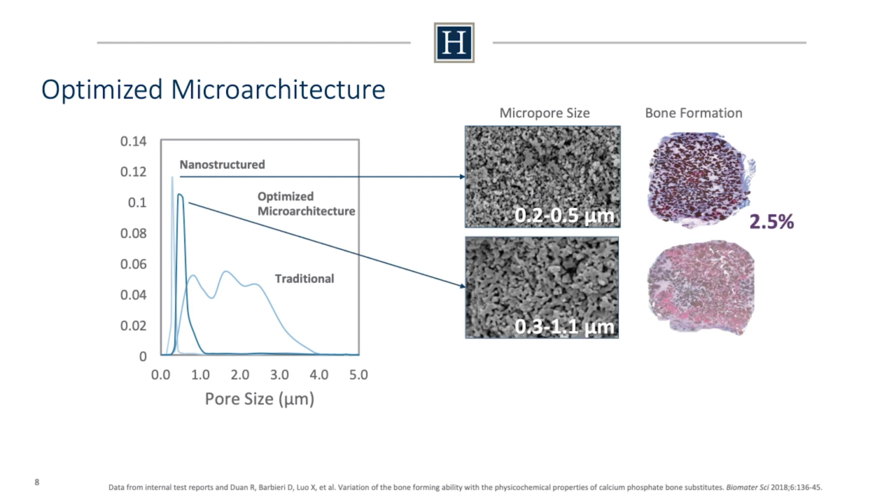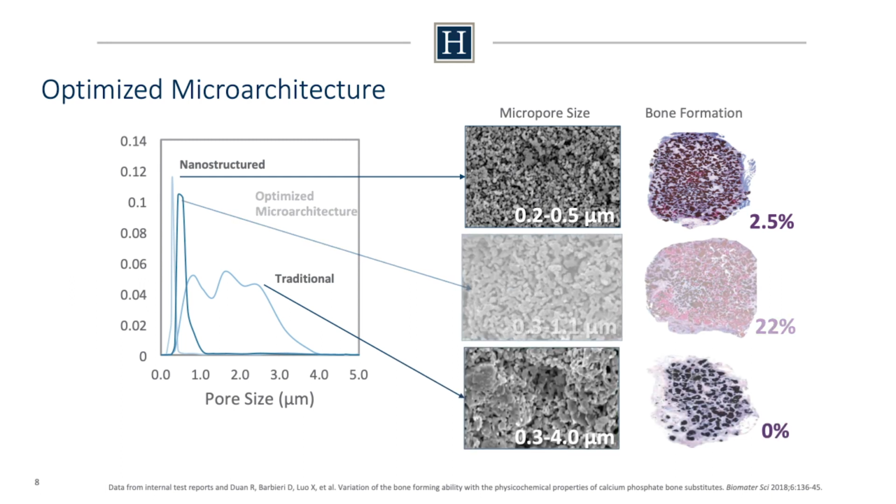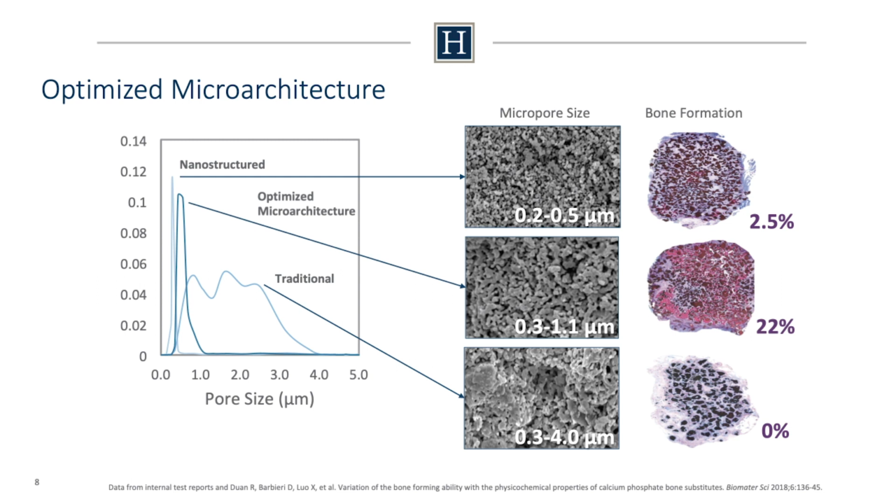Looking at this histology, a nano-structured ceramic with a micropore size of 0.2 to 0.5 microns results in virtually no bone formation in an intramuscular defect. A traditional ceramic with a micropore size of 0.3 to 4 microns results in no bone formation as well. By specifically dialing into a micropore size of 0.3 to 1.1 microns, the ceramic with the optimized microarchitecture can form bone on its own in an intramuscular defect.